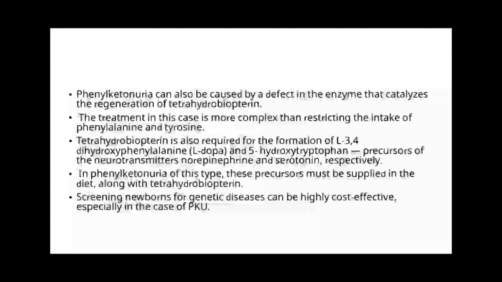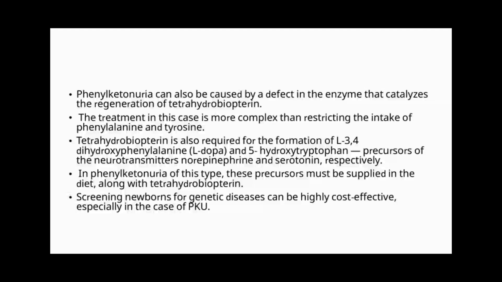In cases where this enzyme defect is the cause, we need to supply these precursors directly through the diet, along with tetrahydrobiopterin itself, to support both metabolic and neurotransmitter functions. This highlights the importance of screening newborns for genetic diseases like PKU. Early detection can be highly cost-effective because it allows for timely intervention, preventing severe neurological damage and improving quality of life. So overall, understanding these different causes of PKU helps us tailor treatments and emphasizes the value of early screening in newborns. Now, let's talk about the tests used for detecting PKU.